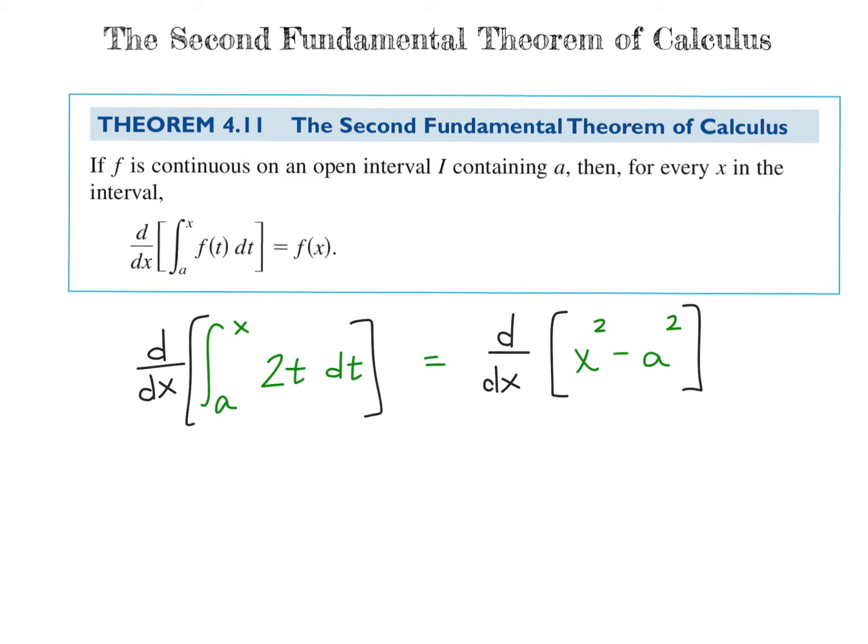F of x would actually be, since this is f of t, 2t is f of t, f of x would just be 2x. It would be plugging in x for t here. So let's see if we do in fact get out 2x over here. When we take the derivative on this side, the derivative with respect to x of x squared is 2x. Remember that a is just a constant, it was just a numerical value, so the derivative of a squared with respect to x would just be 0. So we do in fact get 2x out.